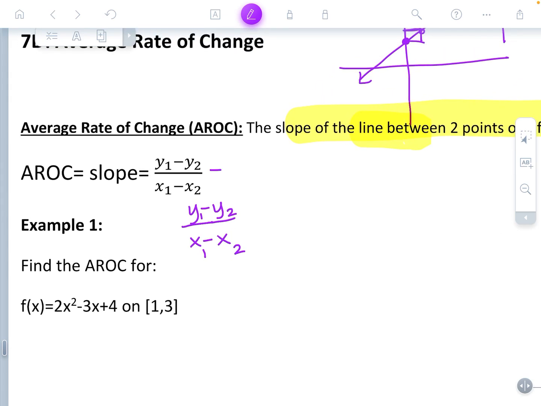The other way that you can remember it is just simply change in y over change in x. And sometimes it may be more useful to think of it this way, that it's change in y over change in x. And same thing, you're going to think yx, and that's going to be how you remember it.